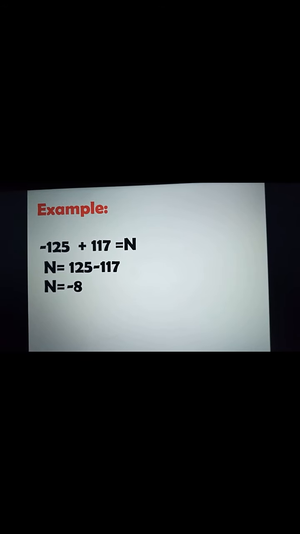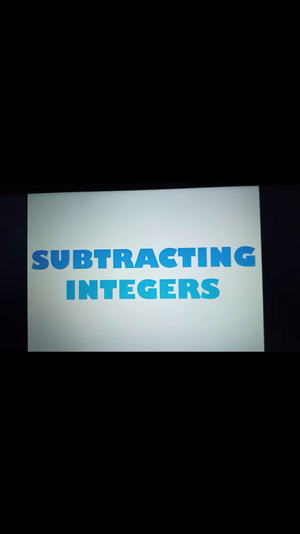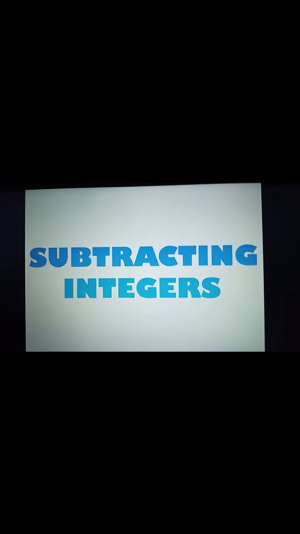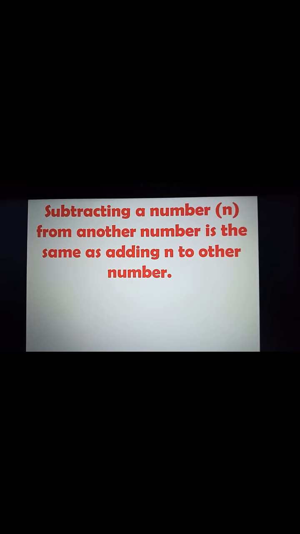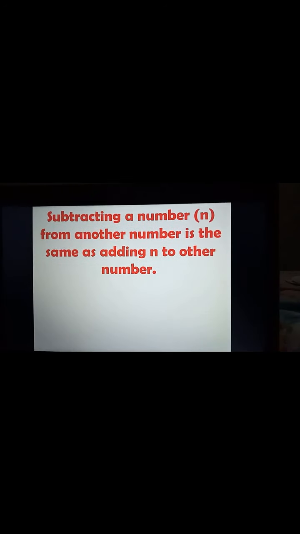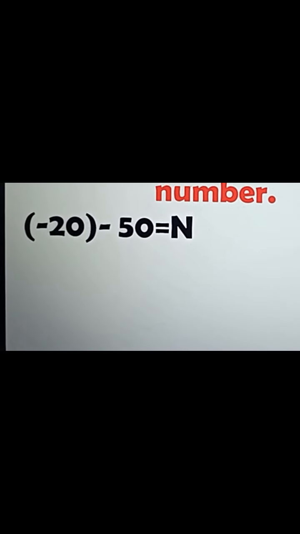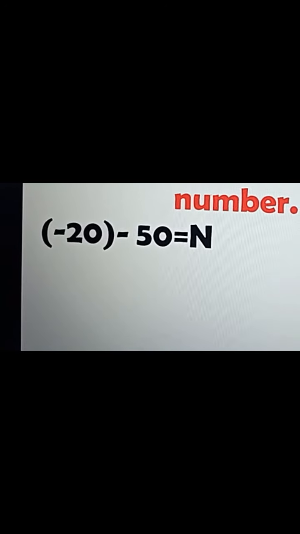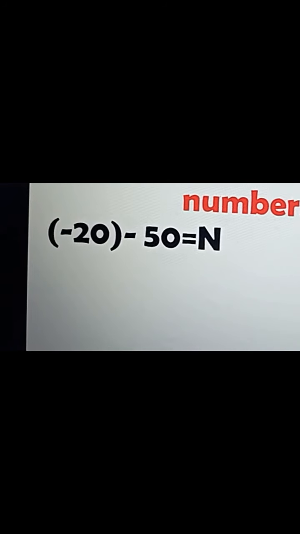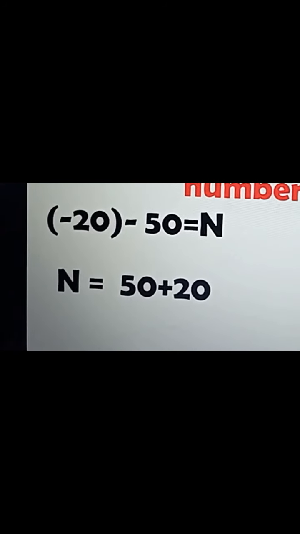Now let us proceed to the next operation, which is subtracting integers. In subtracting integers, there's a rule to be followed. Subtracting a number from another number is the same as adding the opposite of the number to the other number. For example, negative 20 minus 50 is equal to n. As said in the rule, subtracting a number from another is the same as adding the opposite number of it to the other. We just find the opposite number of the subtrahend and we get negative 50. And we add it to negative 20.